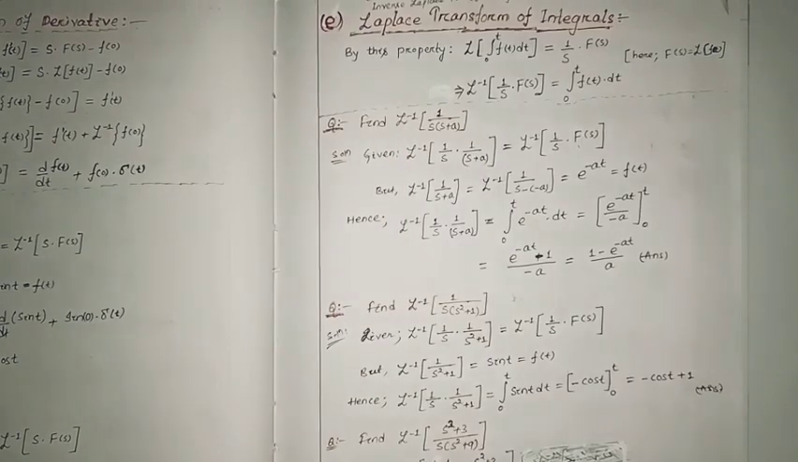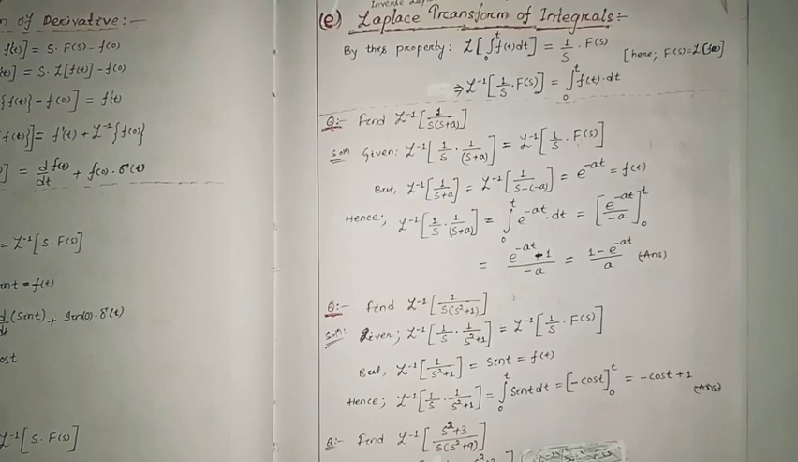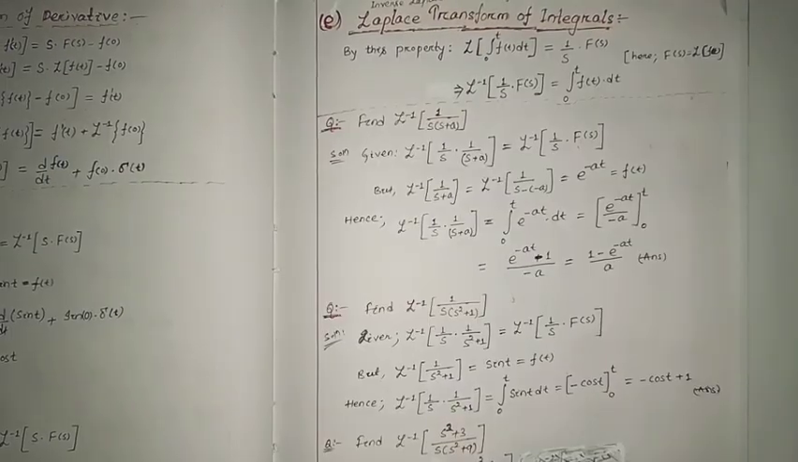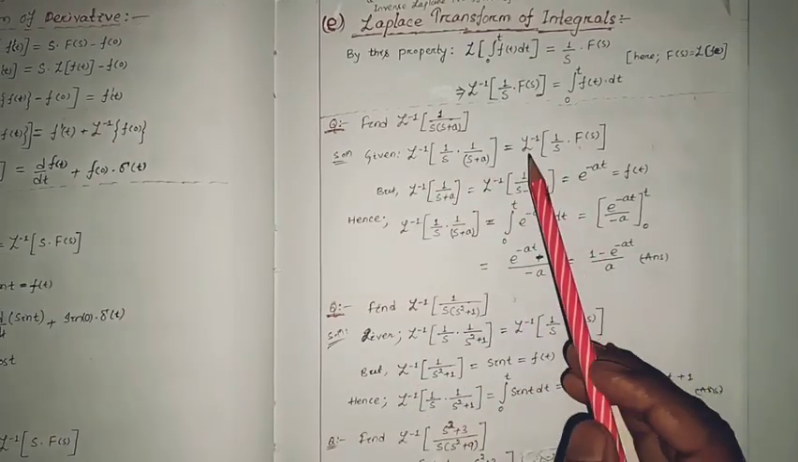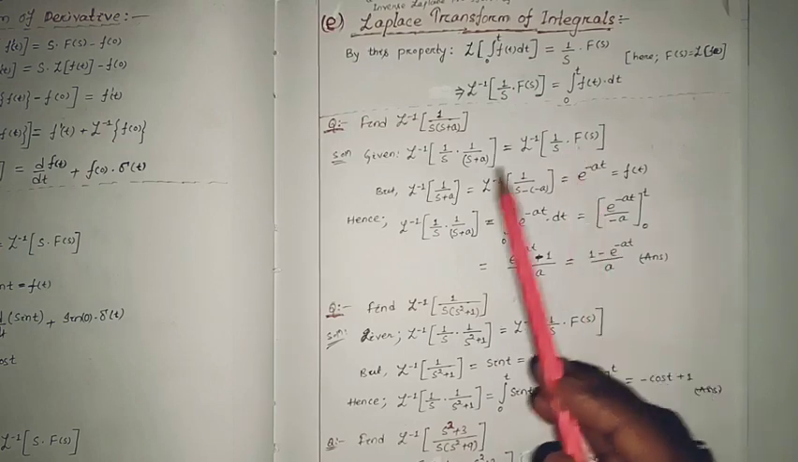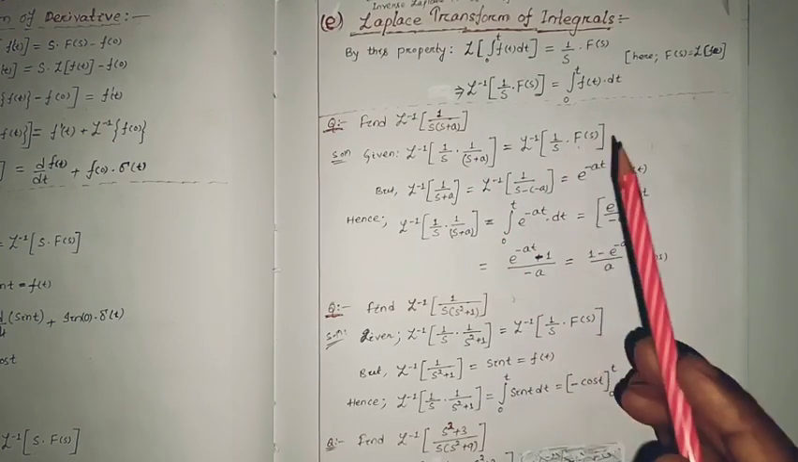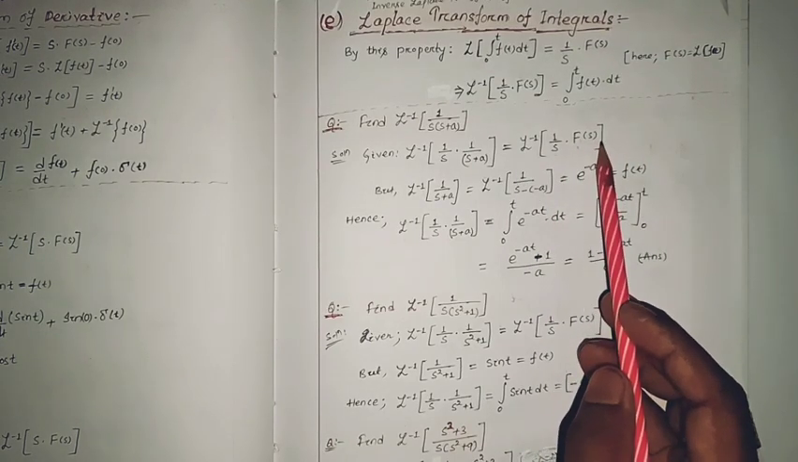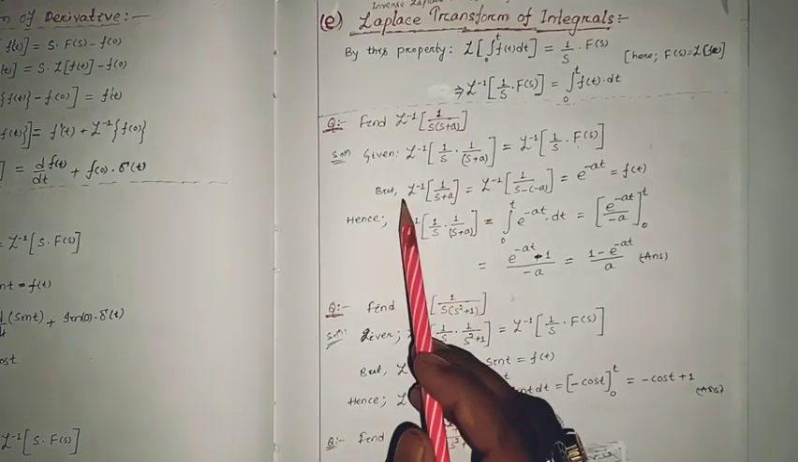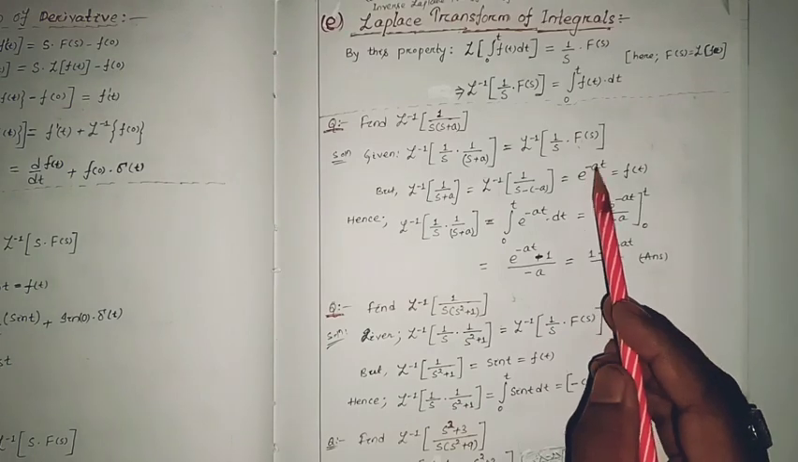Find the inverse Laplace transform of 1 by s into s plus a. How are we going to solve it using this property? Here you can see the given question can be written as 1 by s into 1 by s plus a. The inverse Laplace transform of 1 by s into this 1 by s plus a, which is nothing but capital F of s. First we have to find out the inverse Laplace transform of this F of s, or 1 by s plus a. The inverse Laplace transform of 1 by s plus a is nothing but e to the minus at.